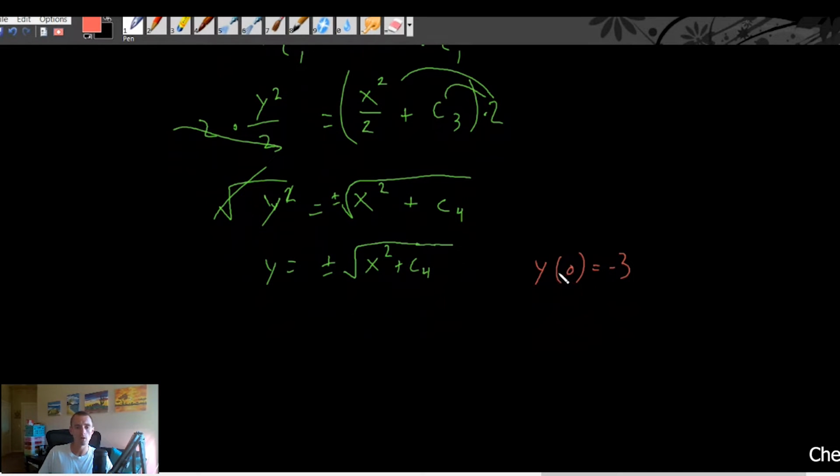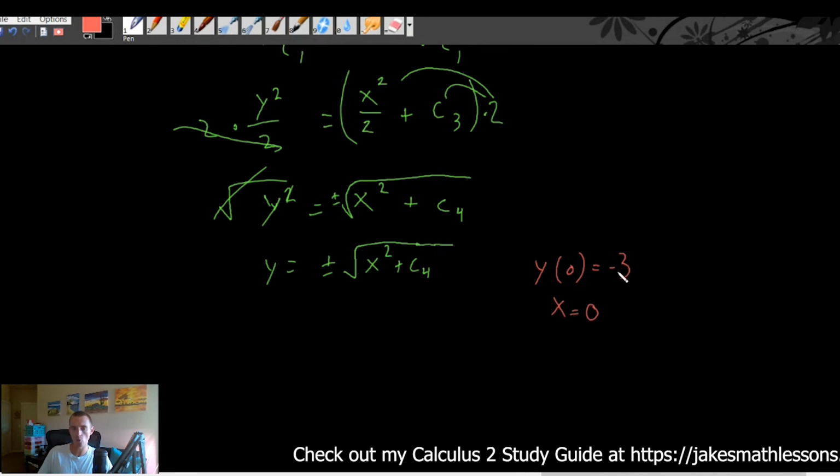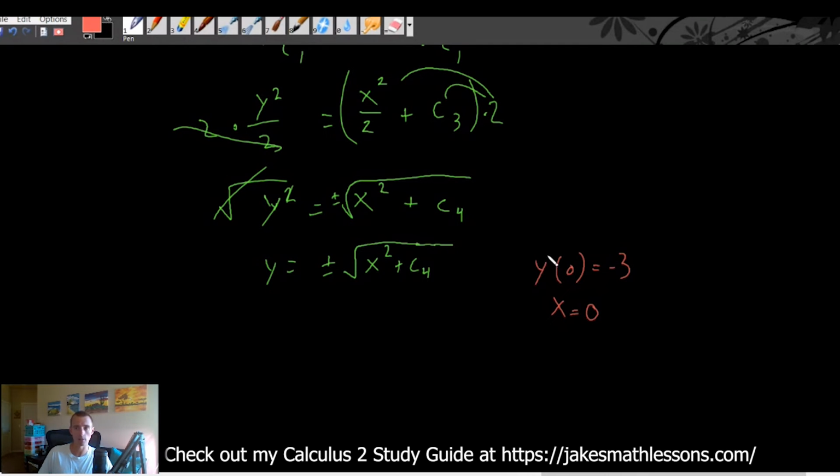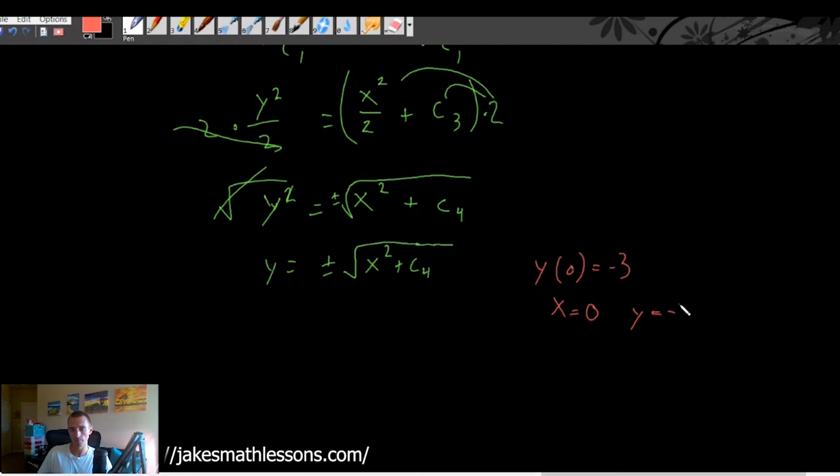So essentially, since we know that our function y here is a function of x, when we're plugging 0 into that, that means we're plugging 0 in for x. So basically, when x is 0, we know that our output, which is y, since y is our function, our output variable is y, our output is -3, so y is -3. When x is 0, y is -3. That's what this initial condition tells us. So what we can do is plug in these two things into this equation here and solve for C4. So when y is -3, x is 0.